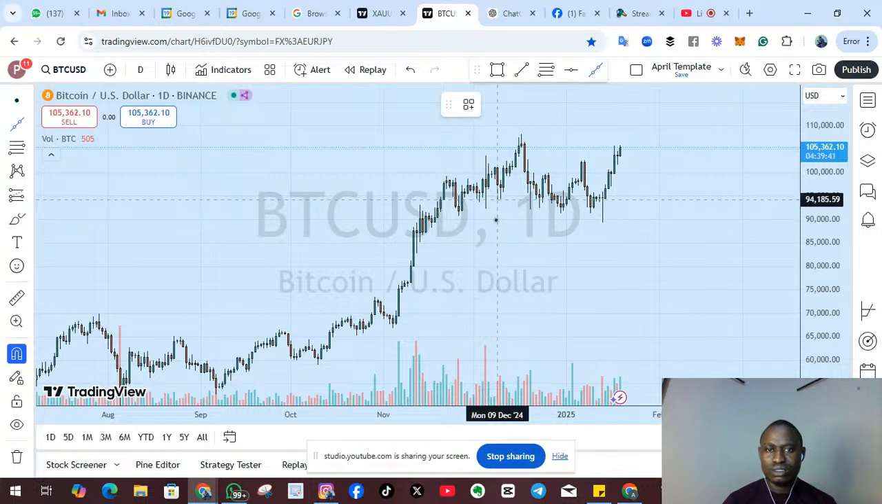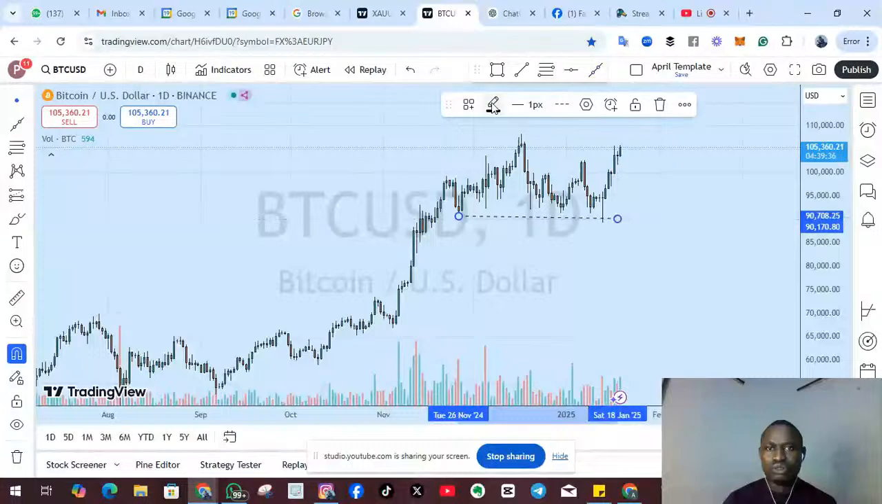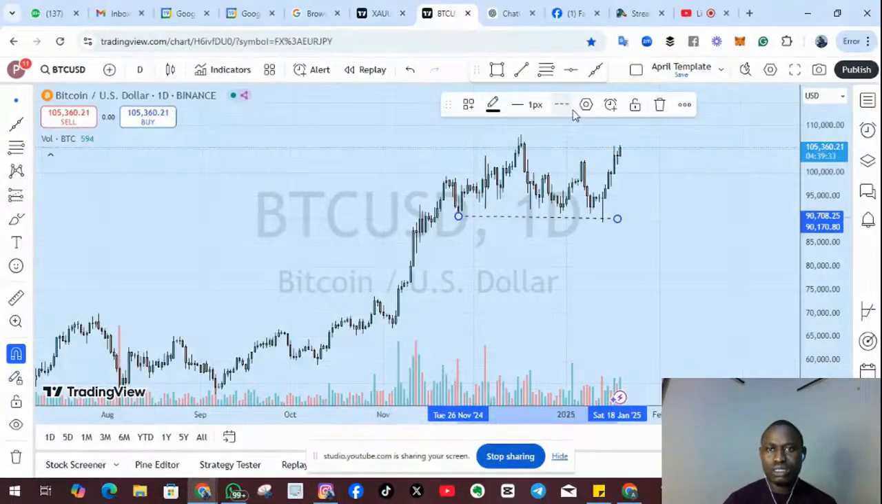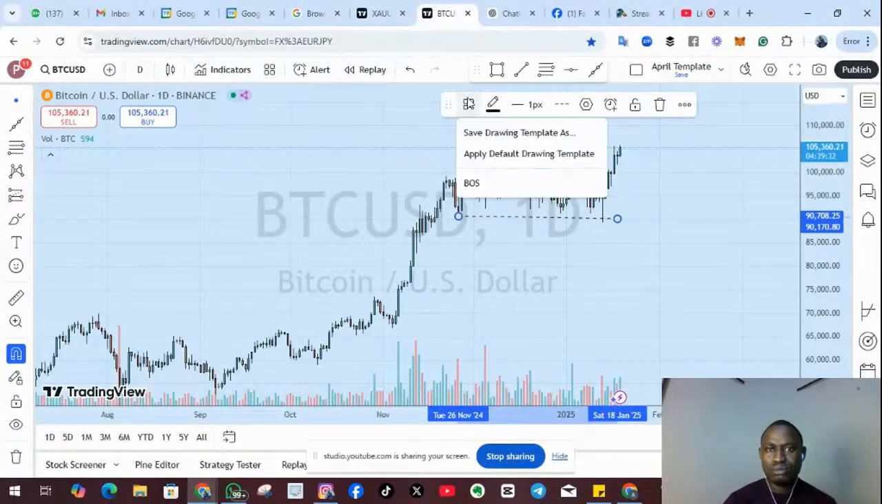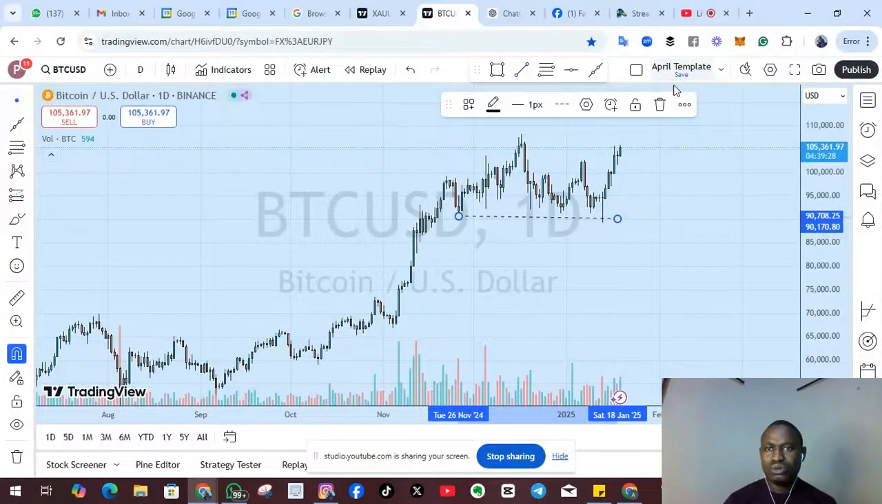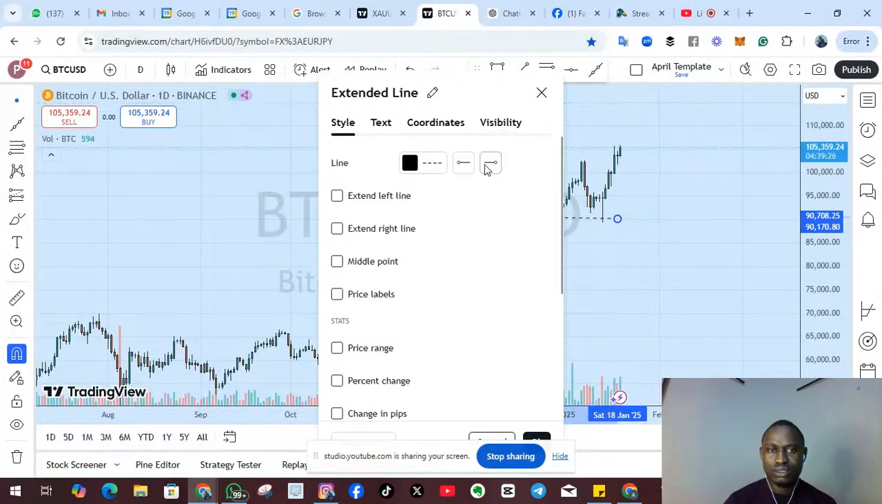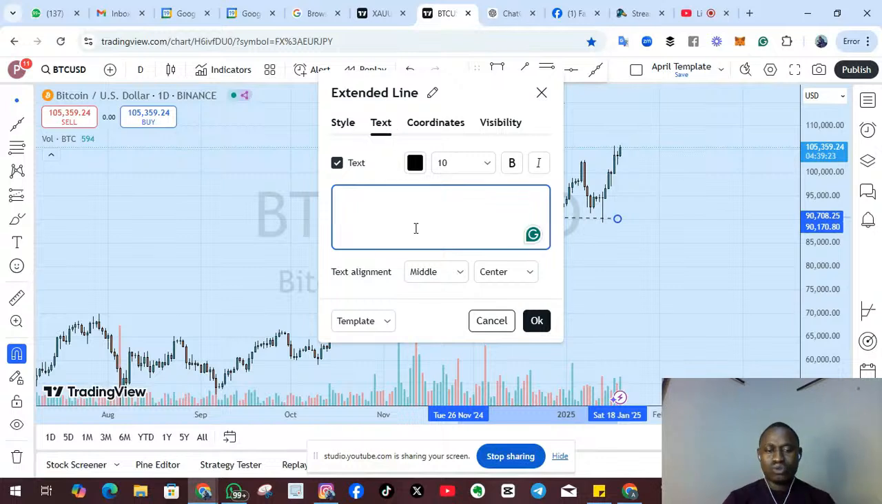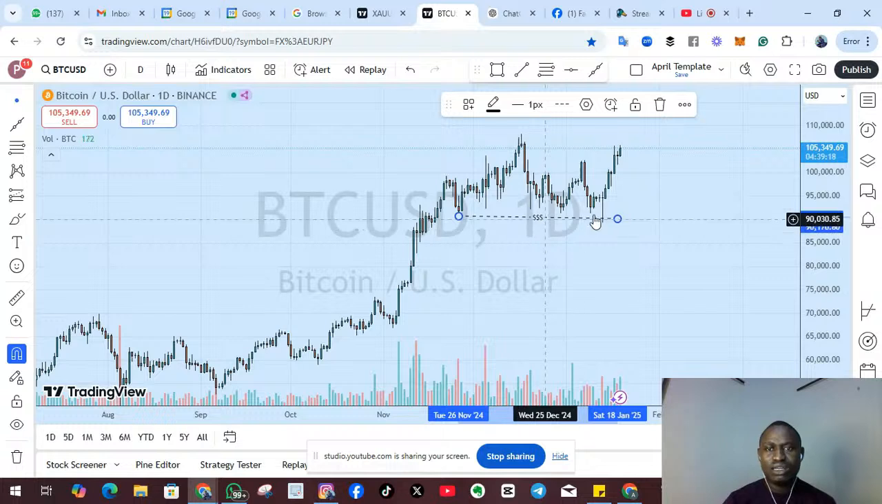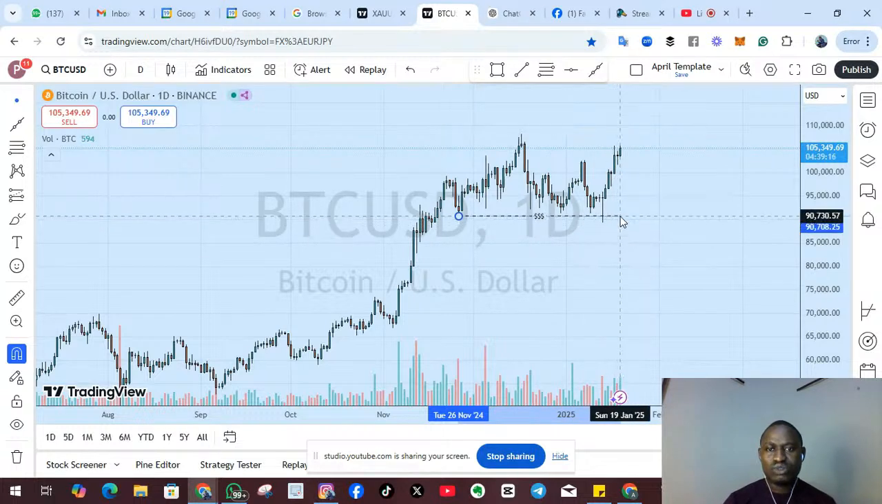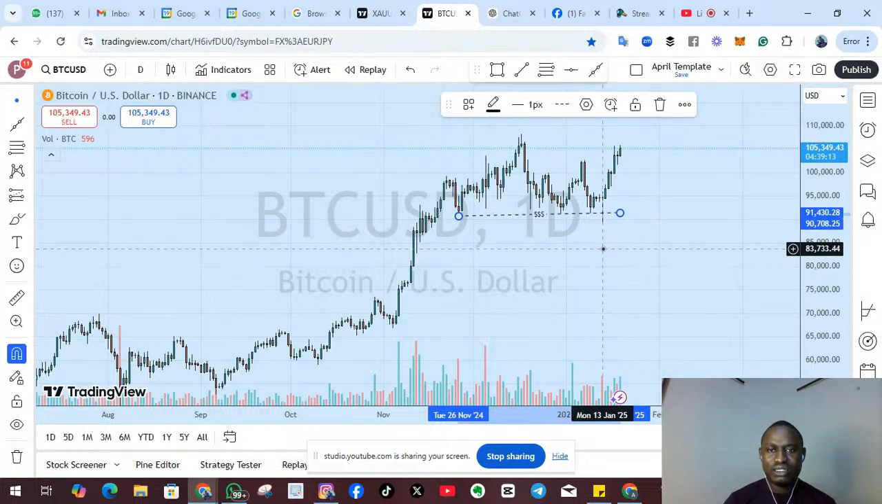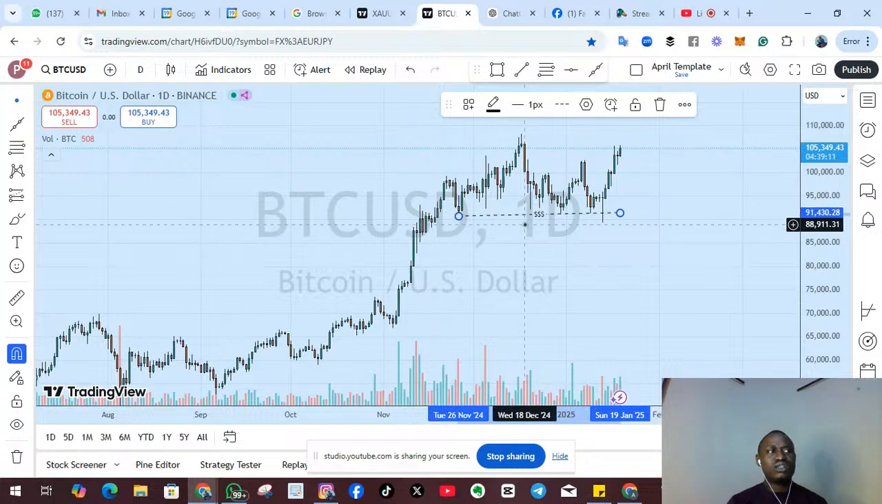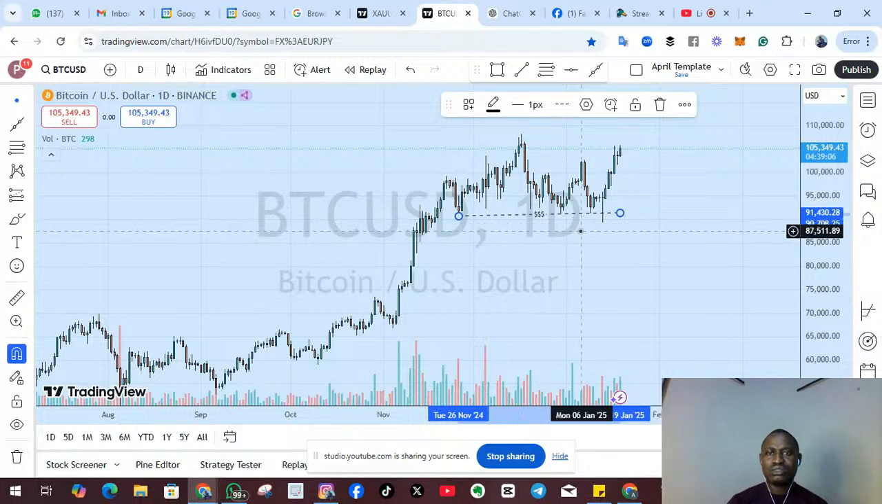Let me quickly label this. So what we have here is liquidity grab. Yes, that's what we have here. So market literally took up liquidity here. Liquidity is always resting on older lows, past lows and that. So that is exactly what we saw happen here.